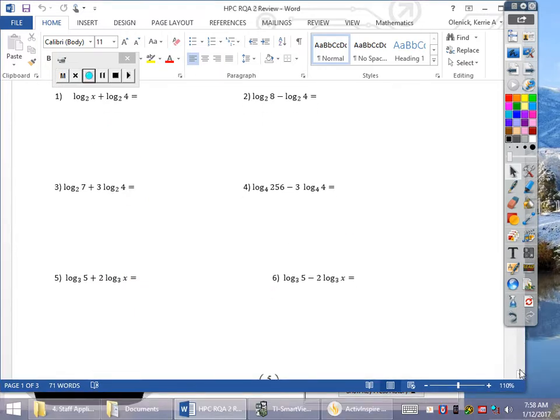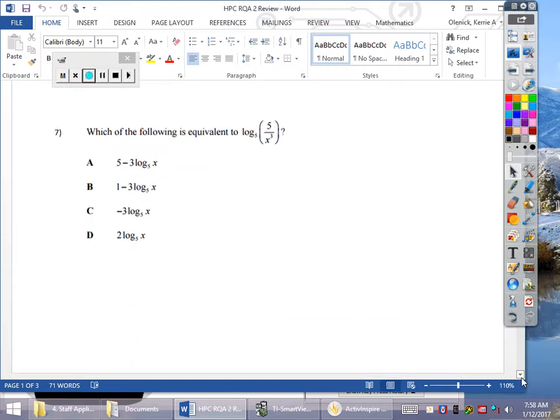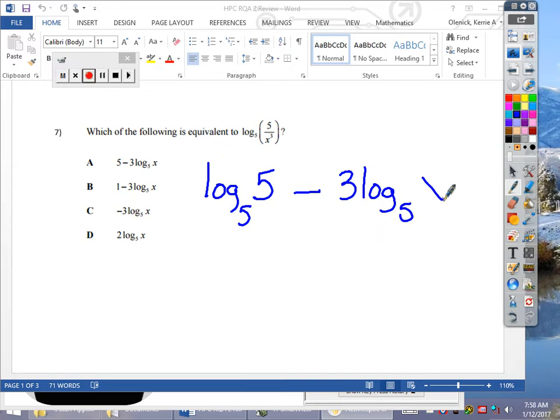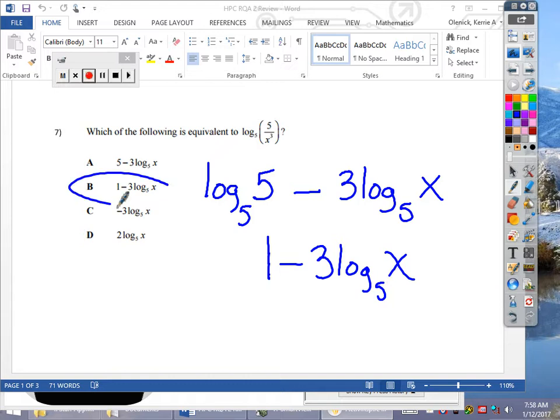All right, we're moving on. We're moving on to number 7. Okay, number 7. I noticed walking around messed up a couple of you. So it's condensed, so I'm going to expand it. Log 5 of 5 minus 3 log 5 of x. Everyone okay so far? What is log 5 of 5? 1. So 1 minus 3 log 5 of x is B.